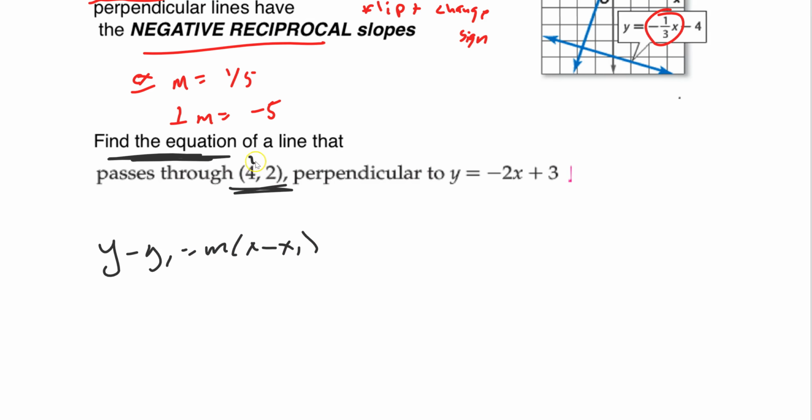And they give me a point, x1, y1. It's making it easy for me. All I gotta do is find the slope. And look at here, it's in the correct form. My slope is negative 2.